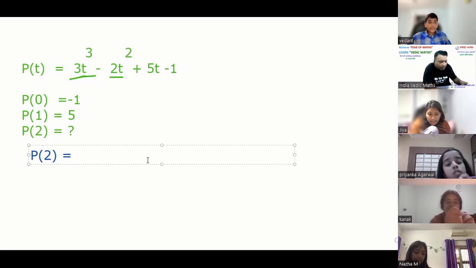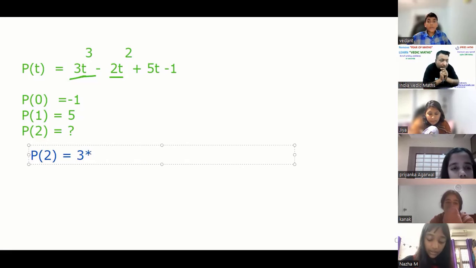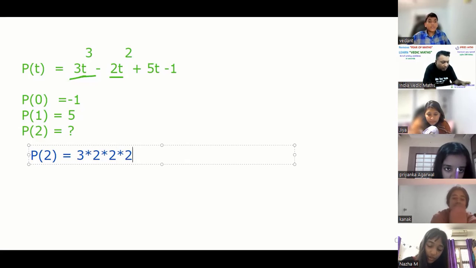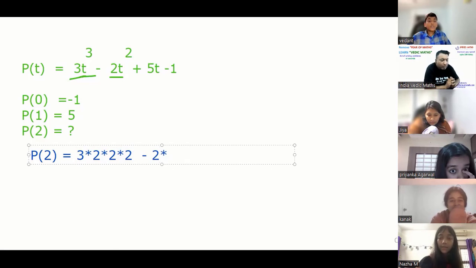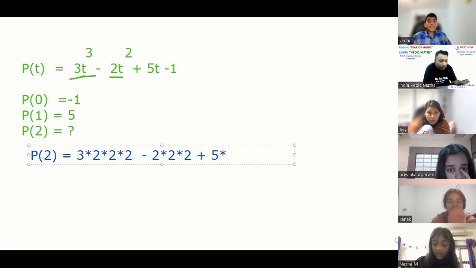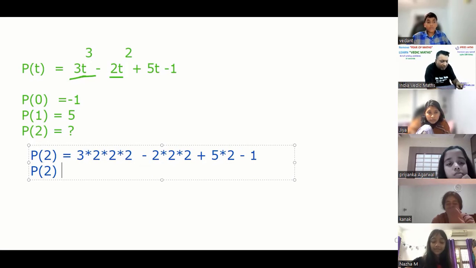So 3 times 2 cubed. So 2 times 2 times 2. Correct, guys? This is 3t cubed, right, Vedant? Minus 2t squared. So that's 2 times 2 squared. Plus 5t, so 5 times 2. Minus 1. Perfect. Now everybody will solve. Vedant will tell me the answer for the first term. Guys, go term by term.